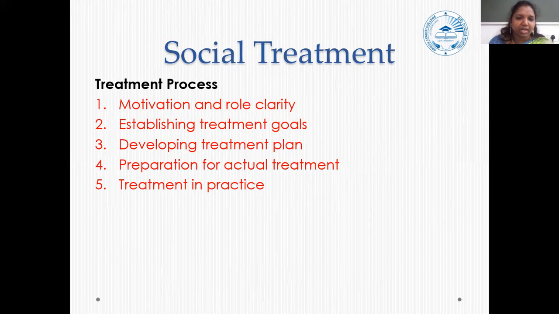One is motivation and clarity. So the client needs to be motivated in a positive way, and role clarity needs to be given by the caseworker. And the caseworker should establish the treatment goals in addressing the client's problem. The third important point is that the caseworker should develop a treatment plan which should be mutually agreed by the caseworker as well as the client. And then the caseworker should prepare the client to come for actual treatment, and treatment needs to be put in practice at the right time.